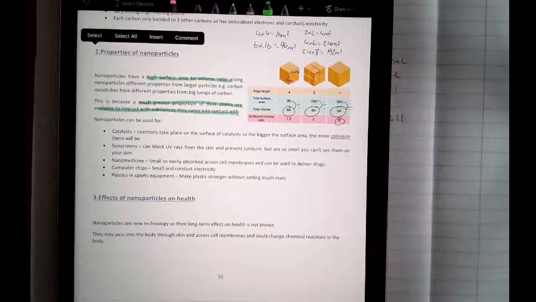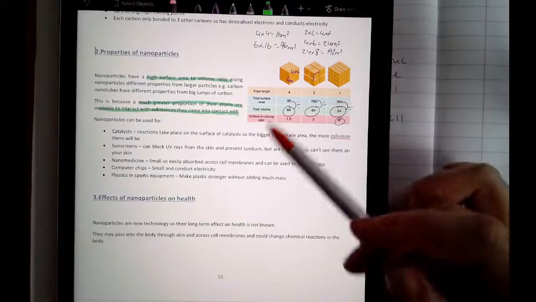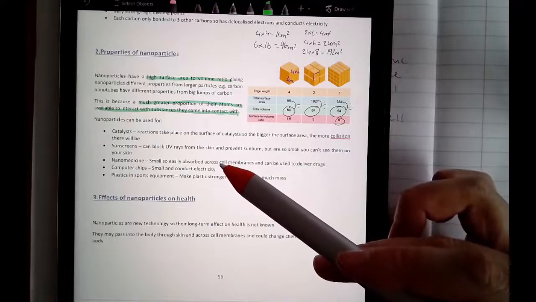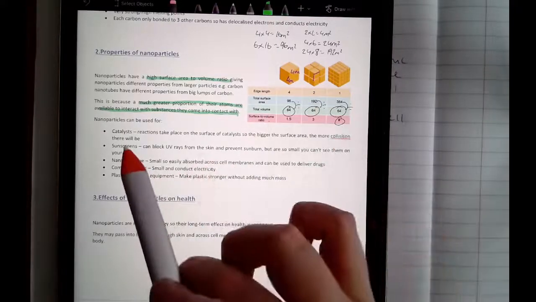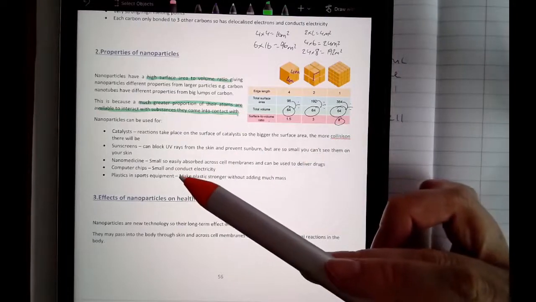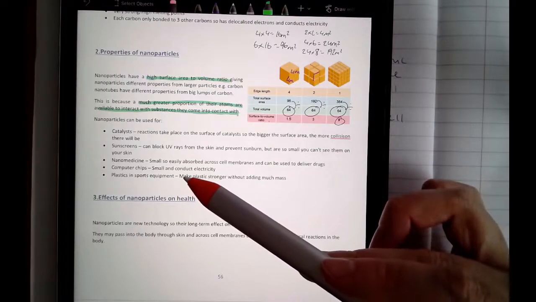So nanoparticles do have this property, high surface area to volume ratio, but as well as knowing that property, you need to be able to link the property to the functions of nanoparticles. So one thing that nanoparticles can be used for is a catalyst. Again, we've come across catalysts in CC14. They lower the activation energy and they increase the rate of the reaction.